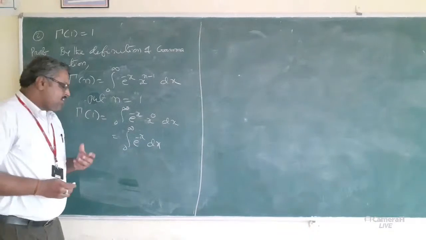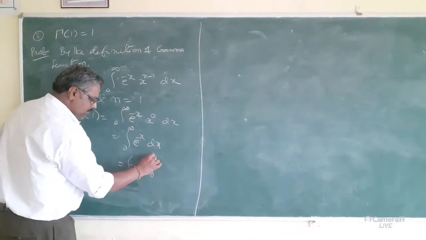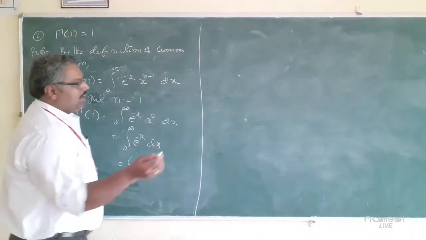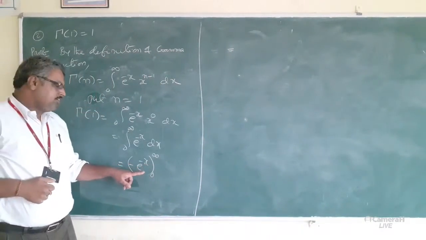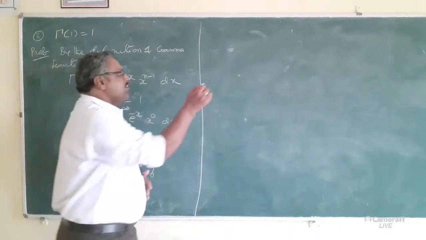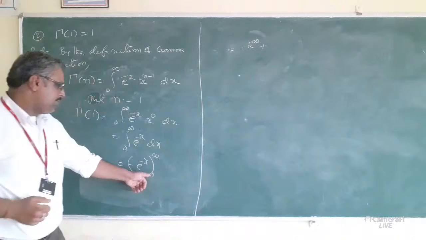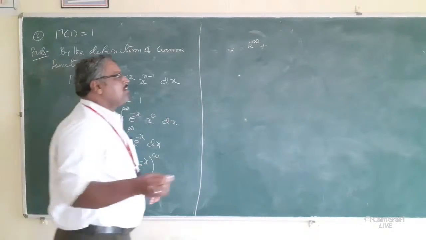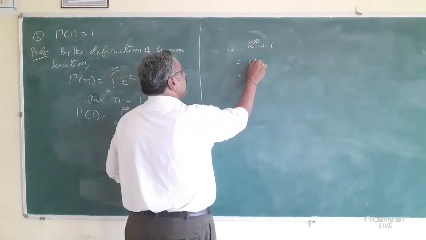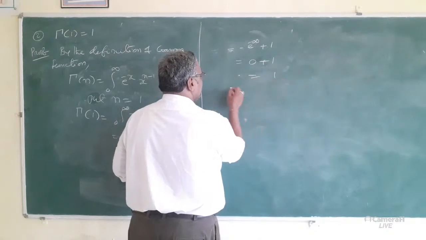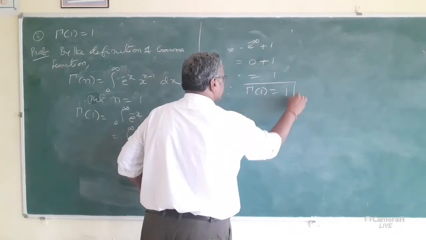Now the integral of e power minus x is minus e power minus x, from 0 to infinity. Okay, I will write here. Now put x equals to infinity: e power minus infinity, minus, and if you put x equals to 0, minus minus plus 1. e power minus infinity is 0, so 0 plus 1 equals 1. Finally, you will get gamma 1 equals to 1.